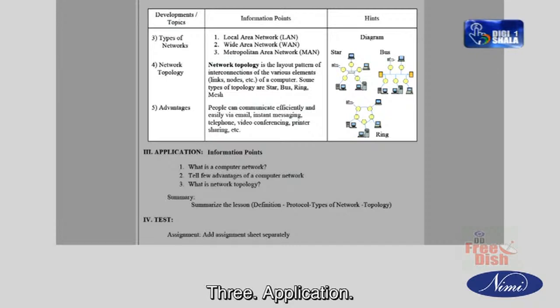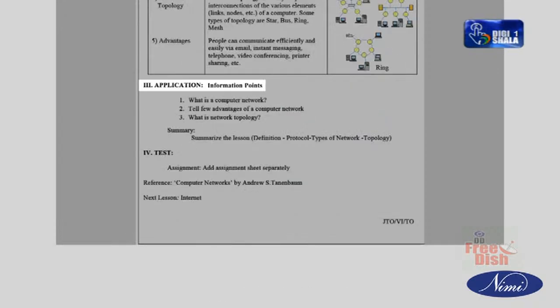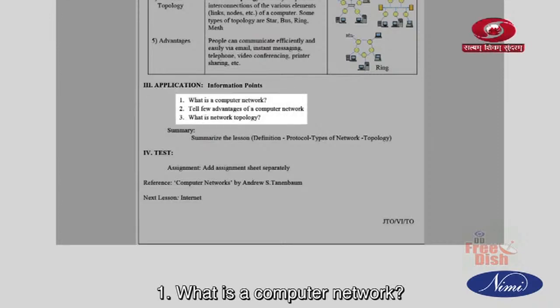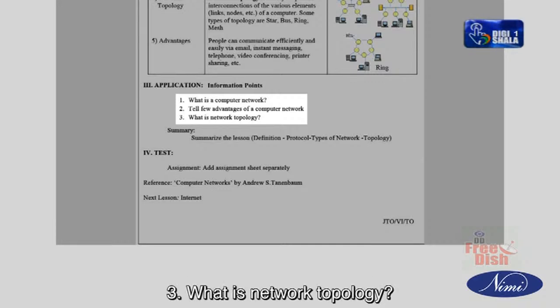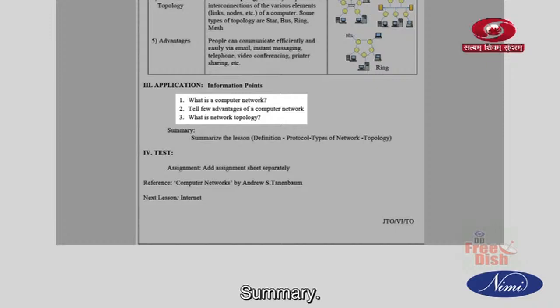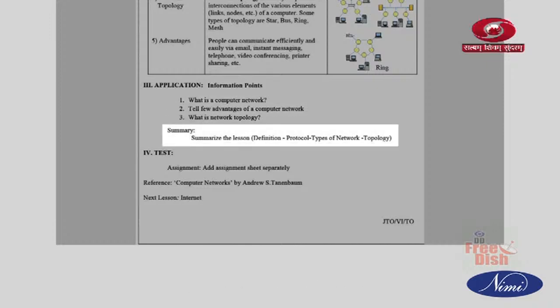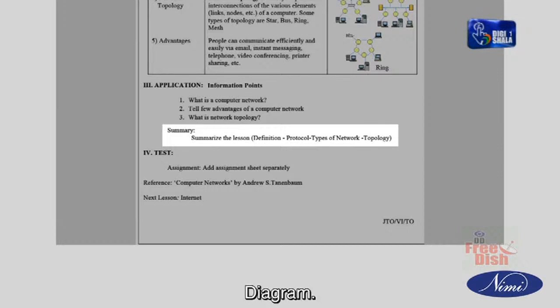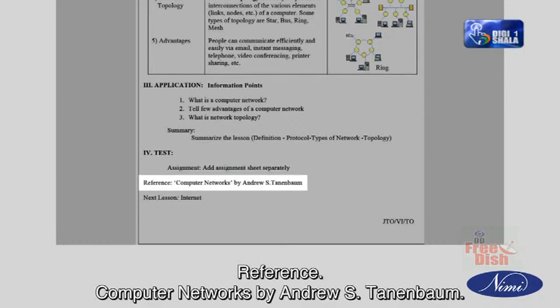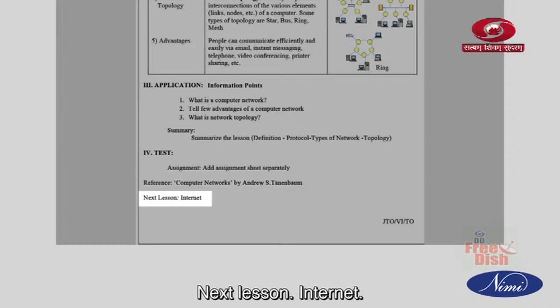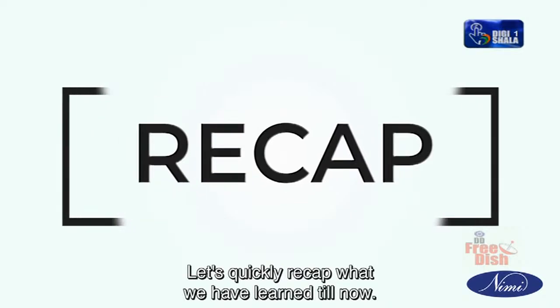3. Application. Information points. 1. What is a computer network? 2. Tell a few advantages of a computer network. 3. What is network topology? Summary. Summarize the lesson: definition, protocol, types of network, topology. Diagram. 4. Test. Assignment. Add assignment sheet separately. Reference: Computer Networks by Andrew S. Tanenbaum. Next lesson: Internet.